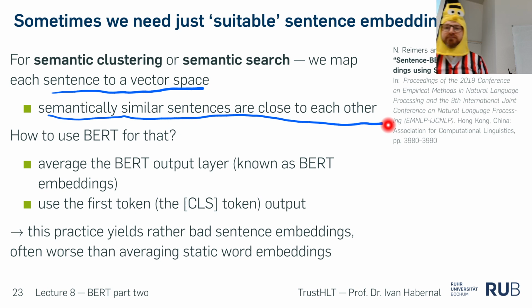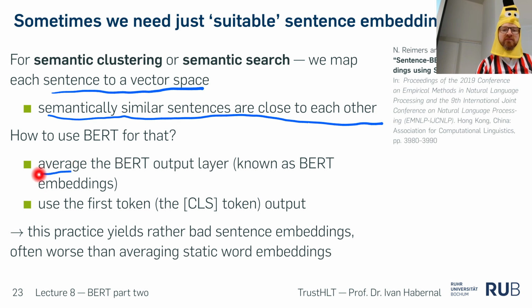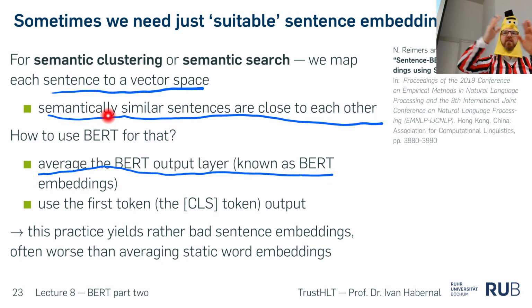And what they did is, for each token, you can take the output layer embeddings and take the average. This would be a sort of representation of your sentence. Or you can take the CLS token, but it didn't really work. So this is not the best representation for semantic similarity.